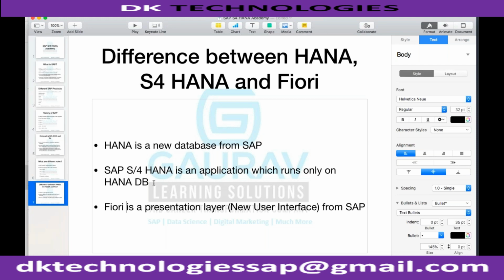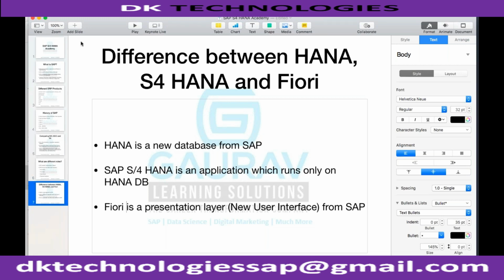This is very common. Wherever you go, this is always a confusion: what is HANA, what is the difference between them? Many times customers will also use these terms interchangeably. They mean S4 HANA, but they will say we are implementing HANA. What does it mean when you say we are implementing HANA? Is it S4 HANA or is it the HANA database? This is very important to understand, so these differences should be very clear in your mind.